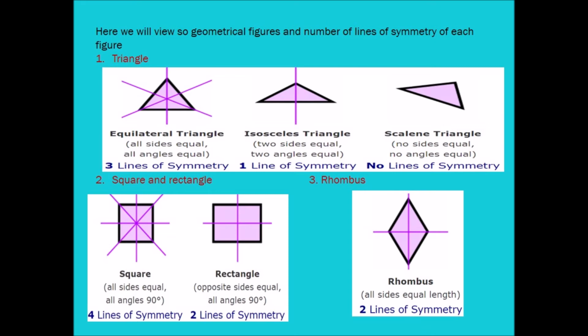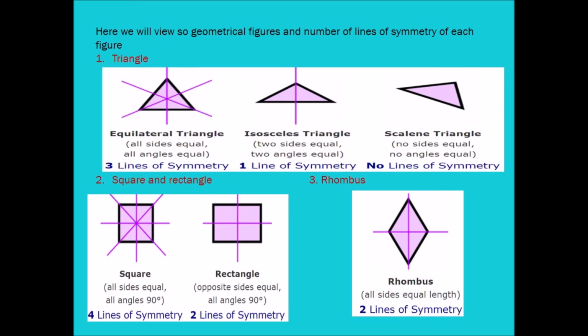Okay, what about the scalene triangle? The scalene triangle, as we know before, is the triangle where all sides are different in length and all angles are different in measure. So this type of triangle has no lines of symmetry. So the equilateral triangle has three lines of symmetry, the isosceles triangle has only one line of symmetry, and the scalene triangle has no lines of symmetry.